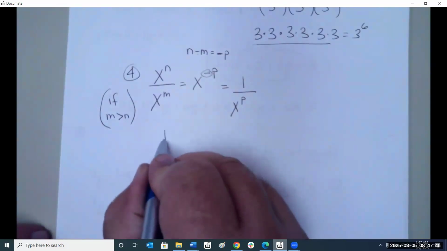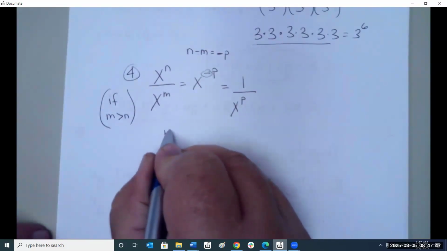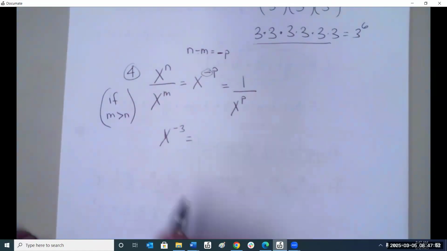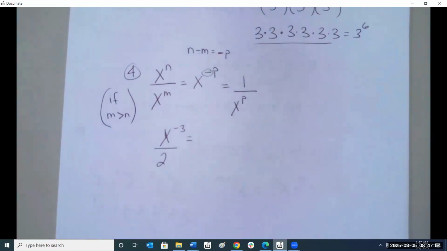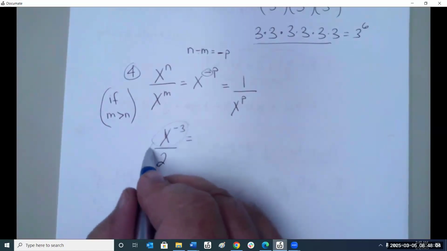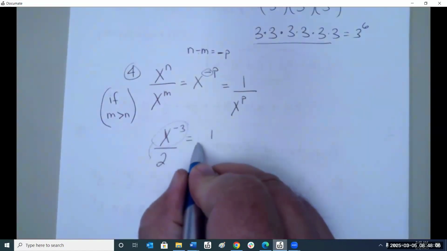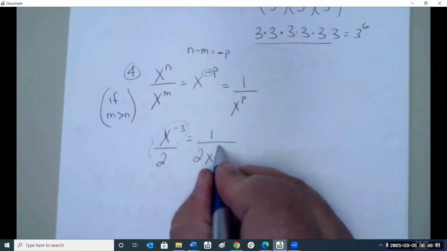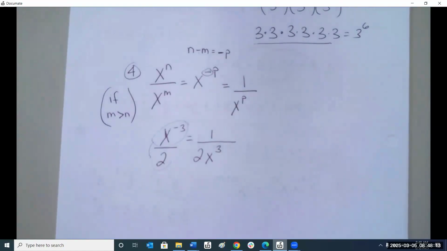So if we had x to the power negative 3 over 2, what would that be? Since this is a negative exponent, it has to go on the bottom. So we have a 1 on top, there's that 2 on the bottom, and we bring the x down. In other words, you can never have your answer as a negative exponent in mathematics.